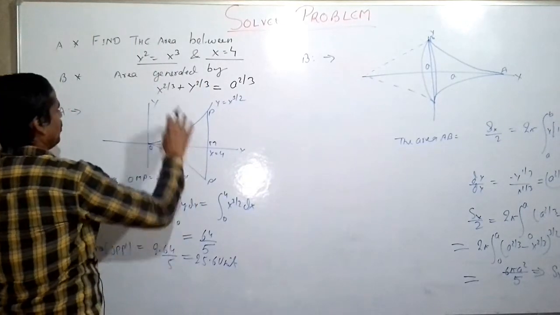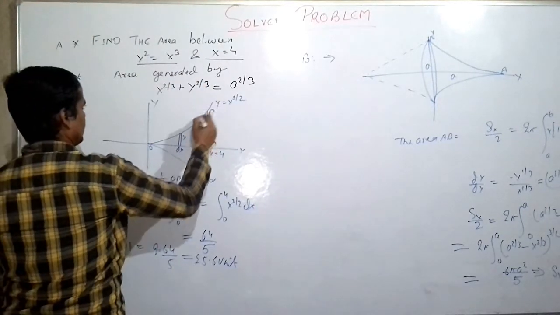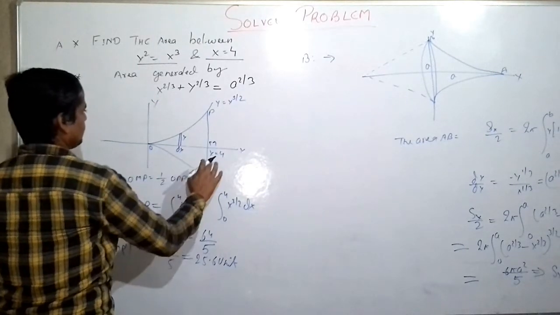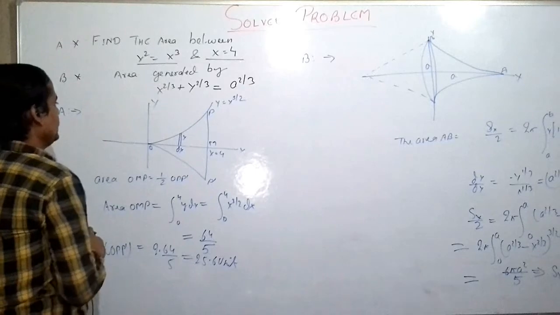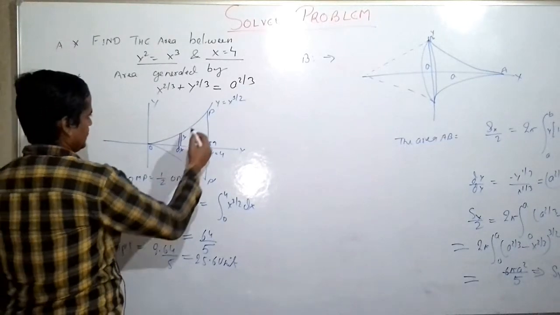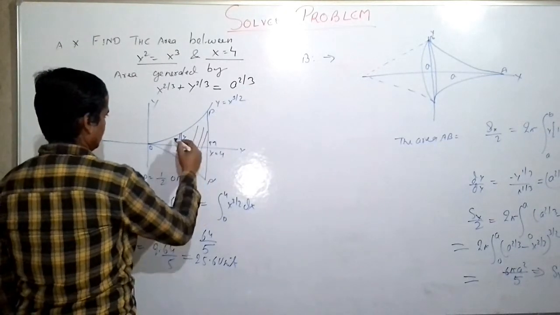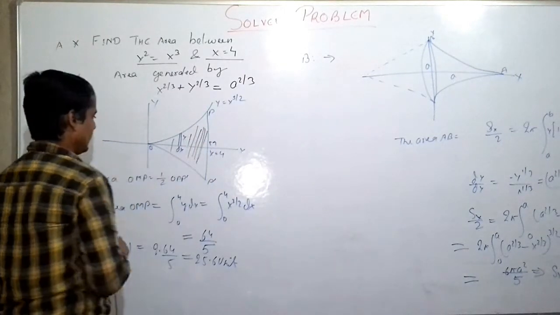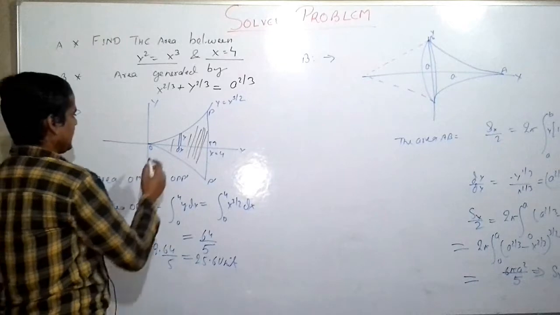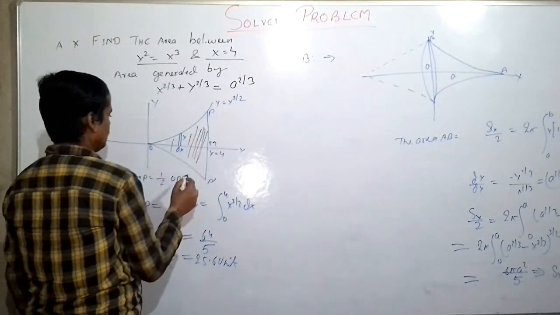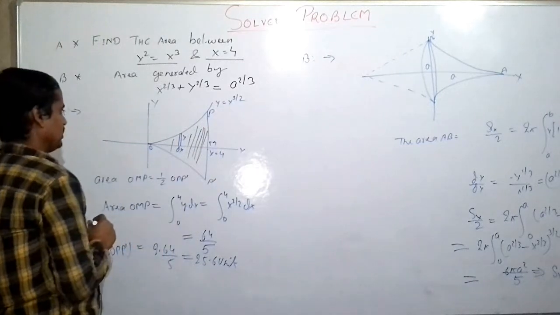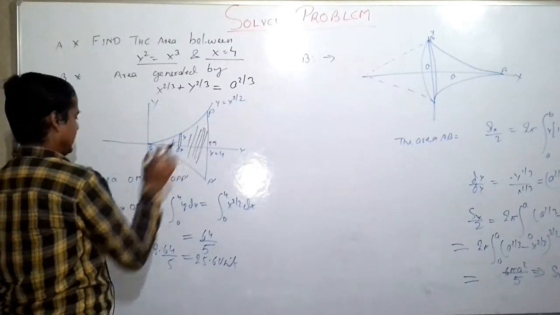This is the graph of these curves. This one is y equal to x to the power 3 by 2, and this is x equal to 4, and the curve is this one. This is the area; we have to find this area. First of all, the area of OMP is equal to half of the total area OPP dash. So first of all, we have to find this half area.